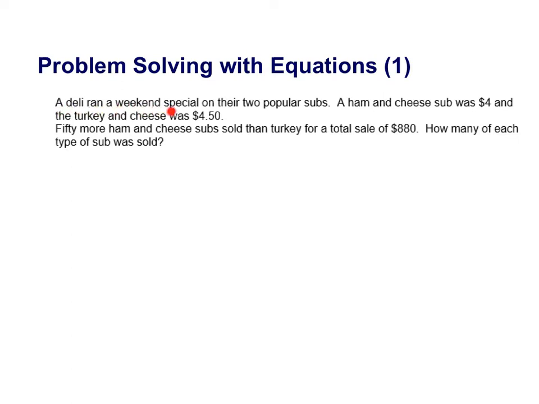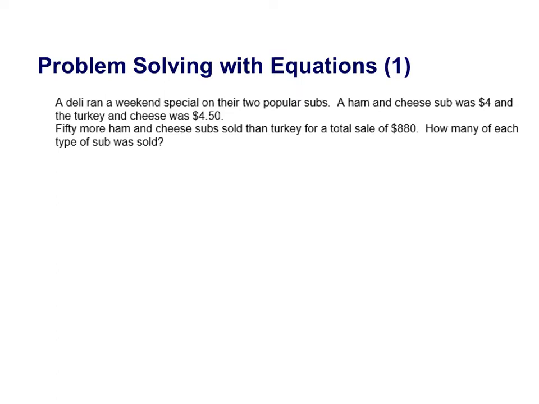A deli ran a weekend special on their 2 popular subs. A ham and cheese sub was $4 and the turkey and cheese was $4.50. 50 more ham and cheese subs sold than turkey for a total sale of $880. How many of each type of sub was sold?